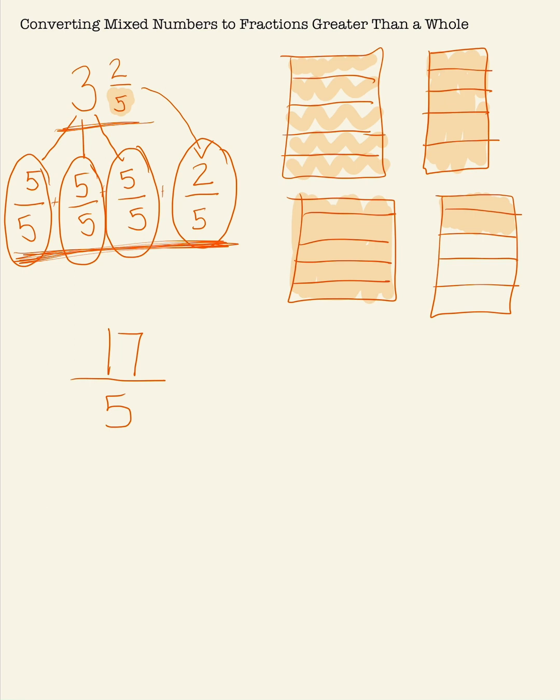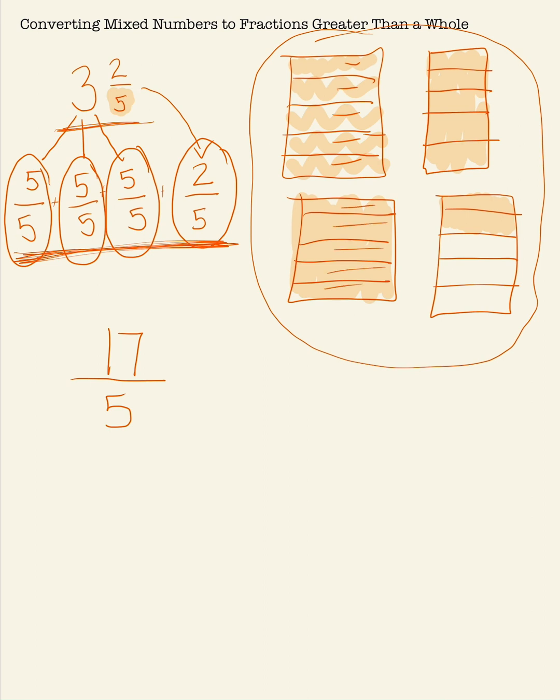And now I can even check myself, because if my answer is 17/5, then that means in these parts over here, there should be 17 shaded. So I can go through 1, 2, 3, 4, 5, 6, 7, 8, 9, 10, 11, 12, 13, 14, 15, 16, 17. So again, I just justified my answer because there are 17 pieces shaded, but 1 whole, which is my denominator, is still made up of those 5 pieces.